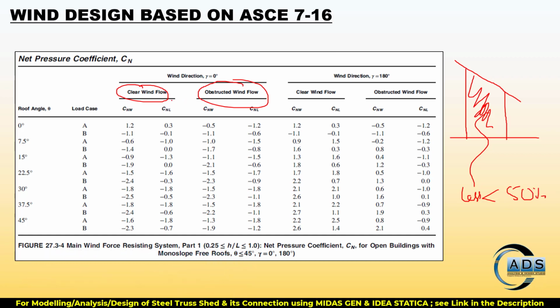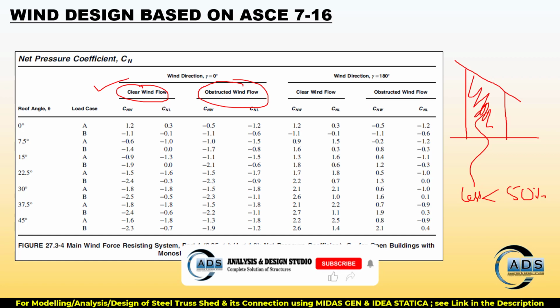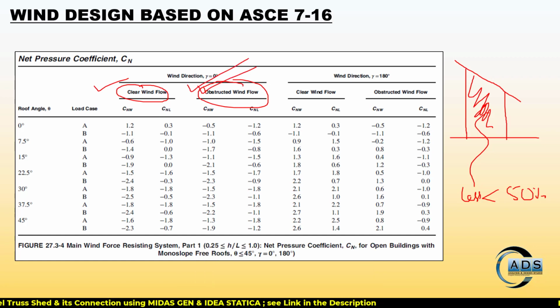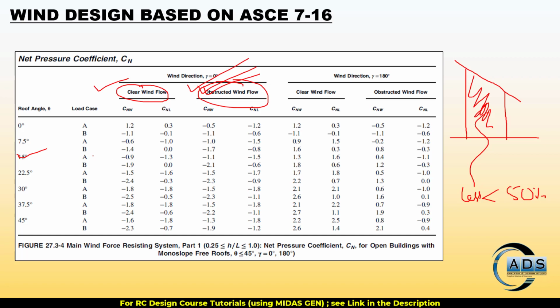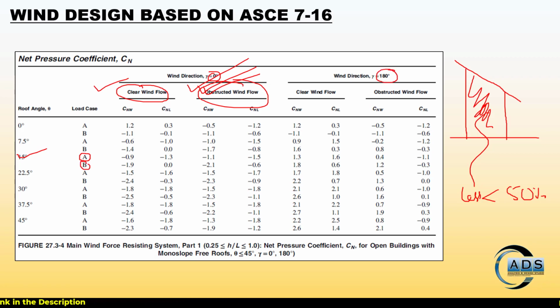So it is considered as clear flow. And if it is greater than 50%, then it is considered as the obstructed flow. So we will have to pick up, for example, if our roof is having the angle of 15 degrees, we will consider load case A direction 0 and direction 180 degrees. Similarly for load case B, direction 0 and direction 180 degrees. So there will be 4 load cases.